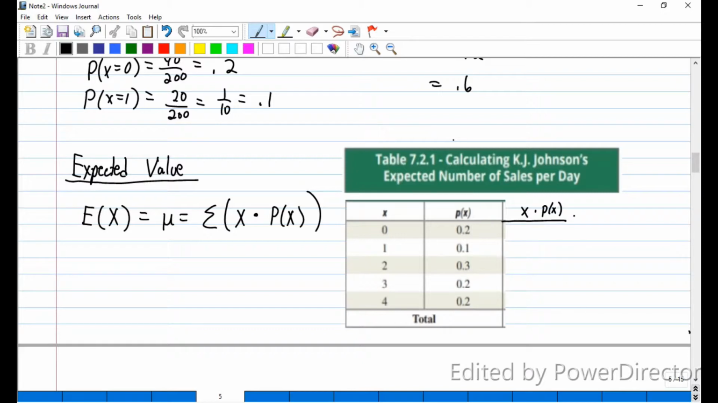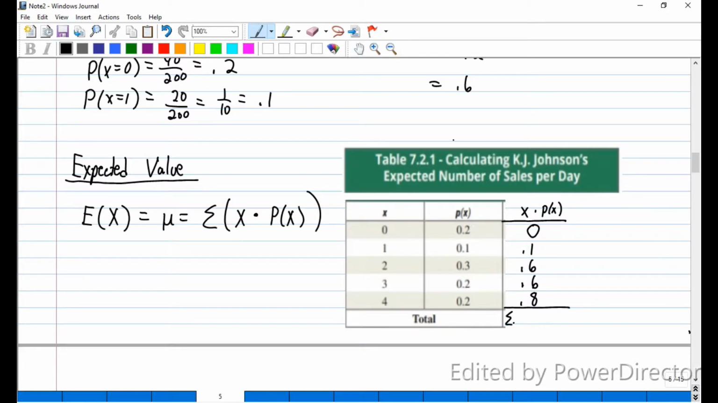All right. So I'd want to just multiply straight across. So 0 times 0.2, that's 0. 1 times 0.1, that's 0.1. 2 times 0.3, that's 0.6. 3 times 0.2, that's 0.6. And 4 times 0.2, that's 0.8.